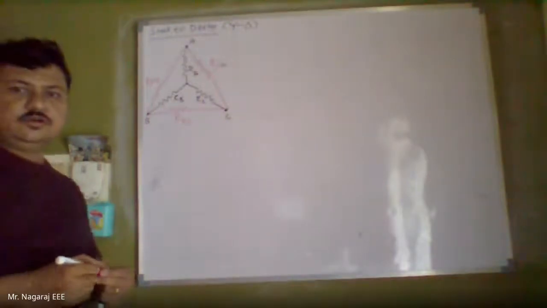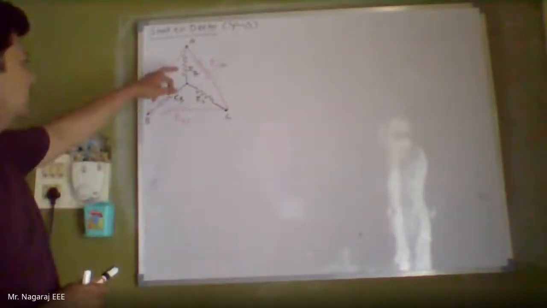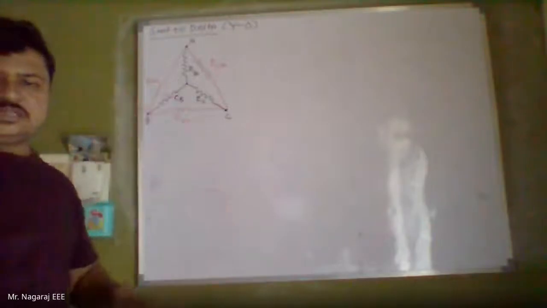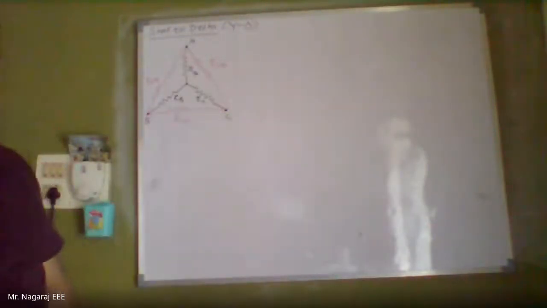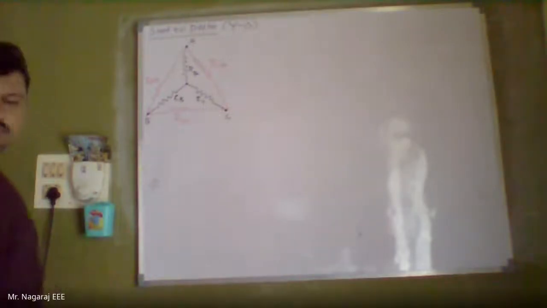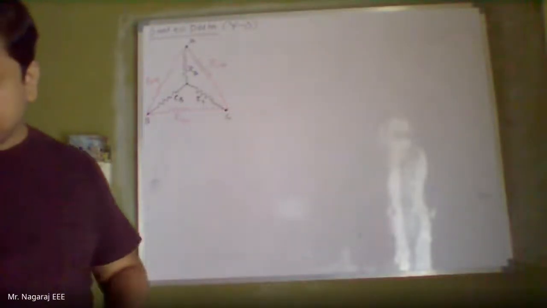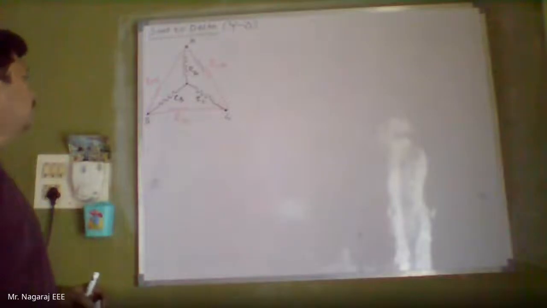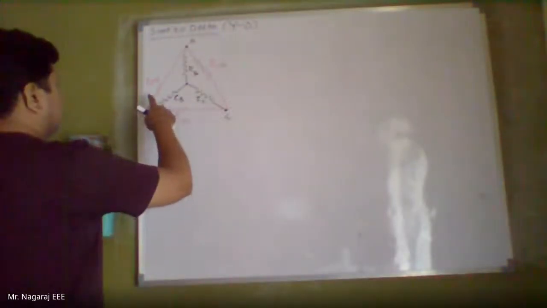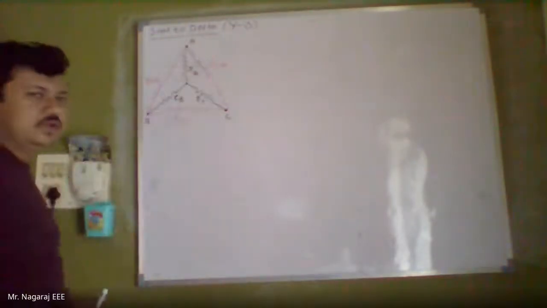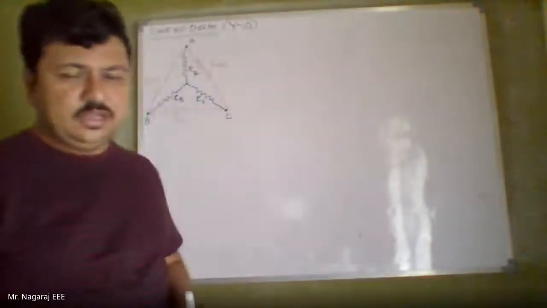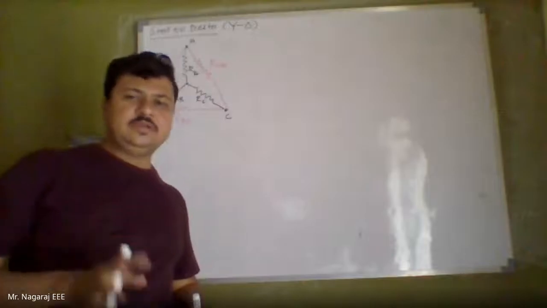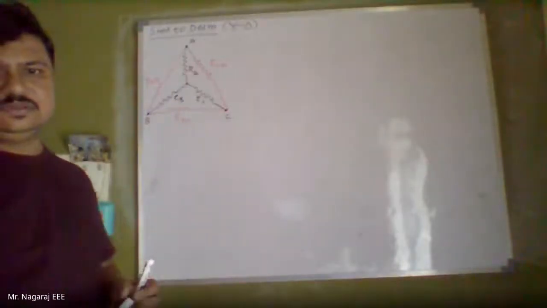Black resistors are the original circuit, red resistors are the transformed circuit. Now I want RAB, RBC and RCA. Already I have RA, RB and RC in terms of RAB, RBC and RCA.